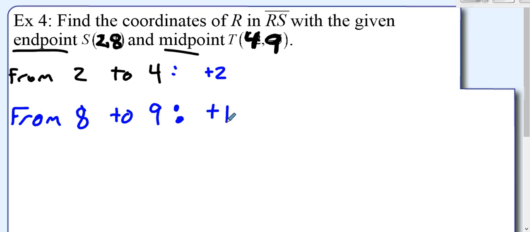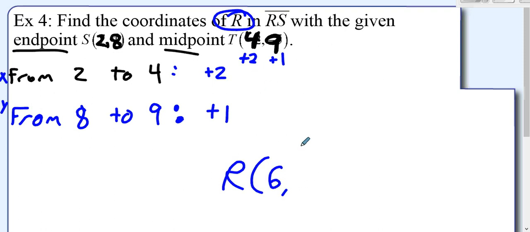+1. Whatever you did right there, +2, that was for our x's. So you're going to add 2 to your x. The +1 was for your y's, so you're going to add 1 to your y. So that means the other endpoint, which will be R, is 4 + 2, 6, and 9 + 1, 10. They're pretty easy if you break them down like that.